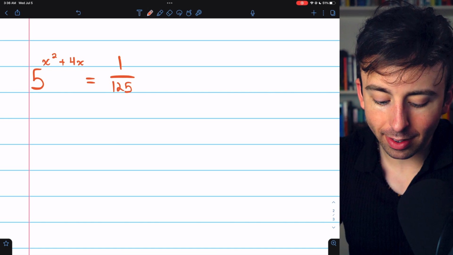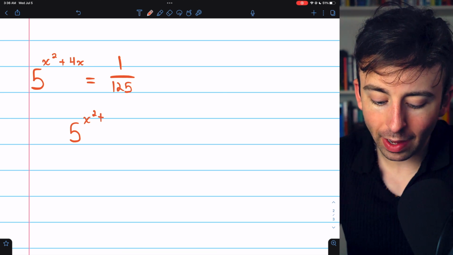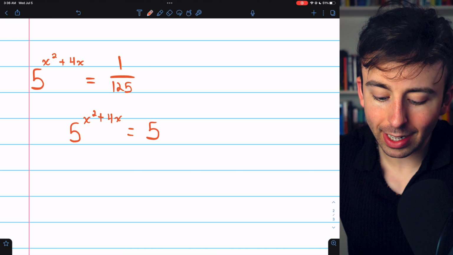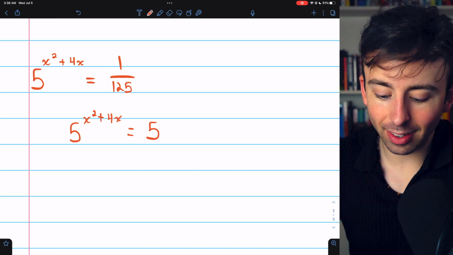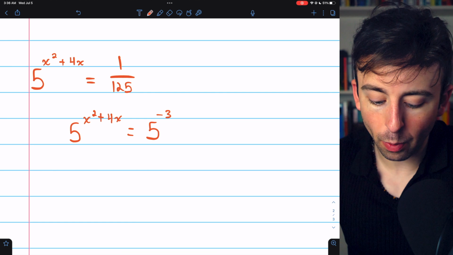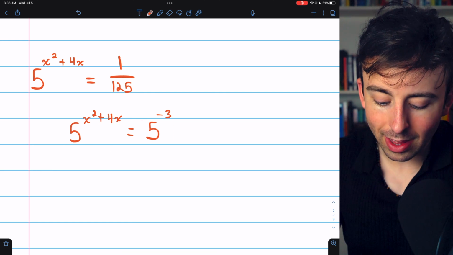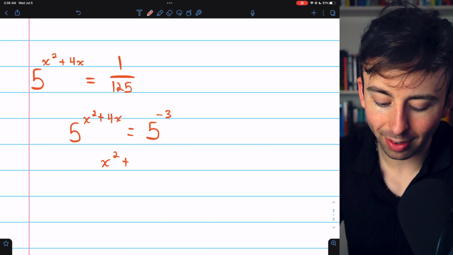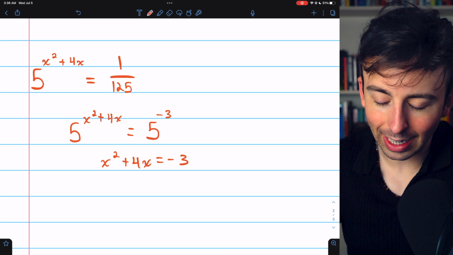In this problem, we're again going to want to rewrite the equation so that both sides have the same base, and then we can set the exponents equal to each other. On the left, we have 5 to the x squared plus 4x. On the right, hopefully you can recognize that 1 over 125 is the same as 5 to the power of negative 3. Then, since the bases are the same, the only way these can be equal is if the exponents are the same. So x squared plus 4x must equal negative 3.